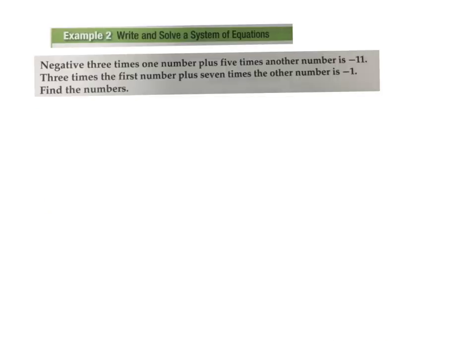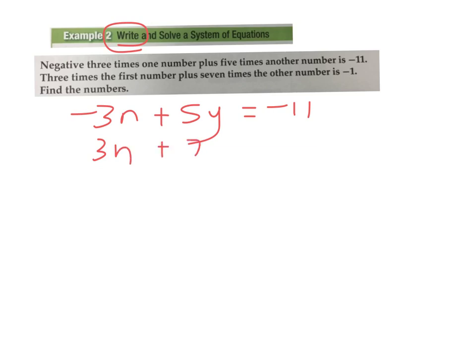In this particular problem, we need to write our equations, and there'll be two of them. So let's read what we have. We have -3 times one number, plus 5 times another number, so I'll use y, is -11. Then it says 3 times the first number, plus 7 times the other number, so I'm using y, equals negative 1.